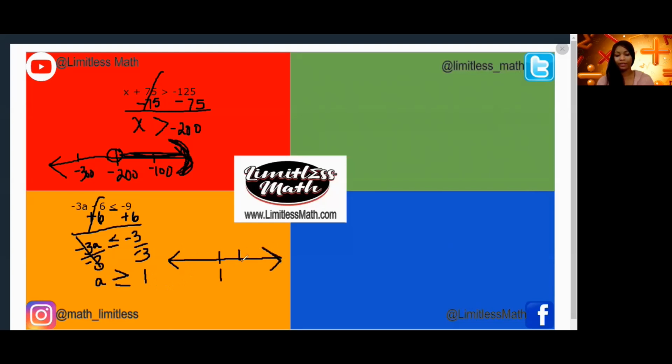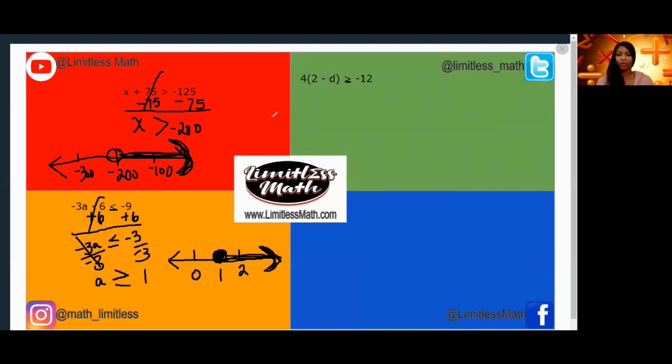So 1, 2, 0. Circling our value, which is 1. This time we do want to shade that in, as it is including 1 because it says or equal to. Shading in the direction of a. a represents numbers that are greater. Greater is to the right, so I'm going to shade to the right. There we go.